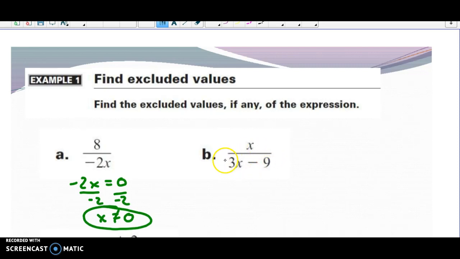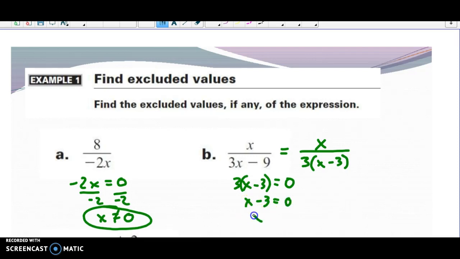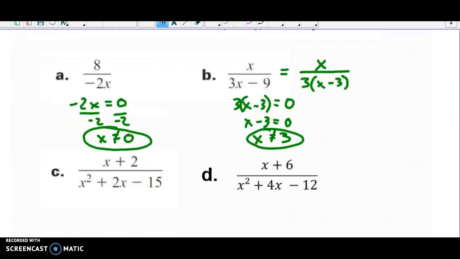On part B, I again am going to factor first if I can, and in this case I can factor my denominator, so I'm going to factor out my greatest common factor, which is 3, and that leaves me with x minus 3 in parentheses. So now I will take my denominator and set it equal to 0 and solve. So first I'll divide both sides by 3. And now to solve for x, I'm going to add 3. So my excluded value, the only value that x cannot be in this rational expression, is 3.